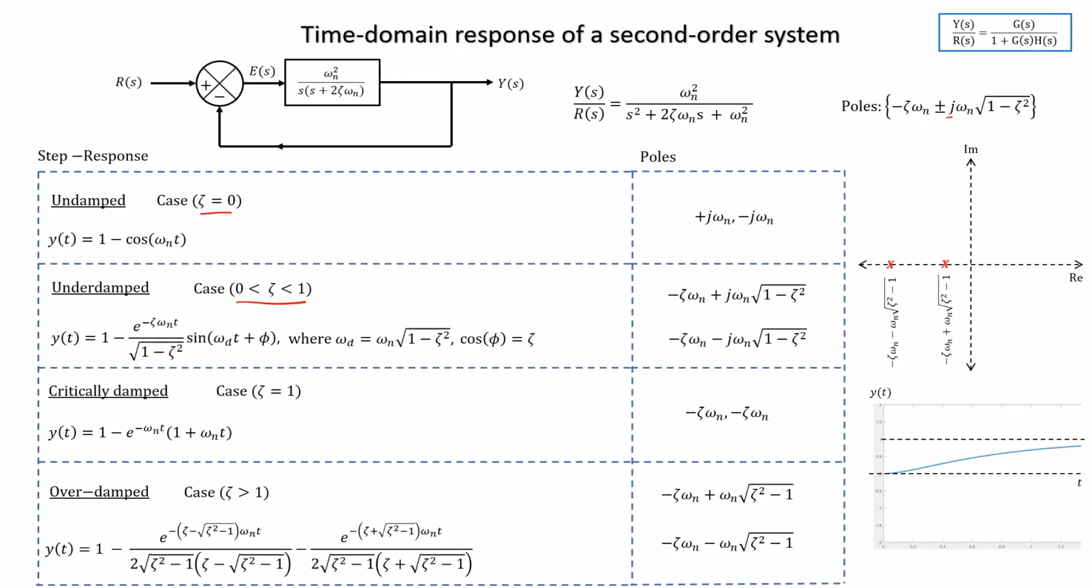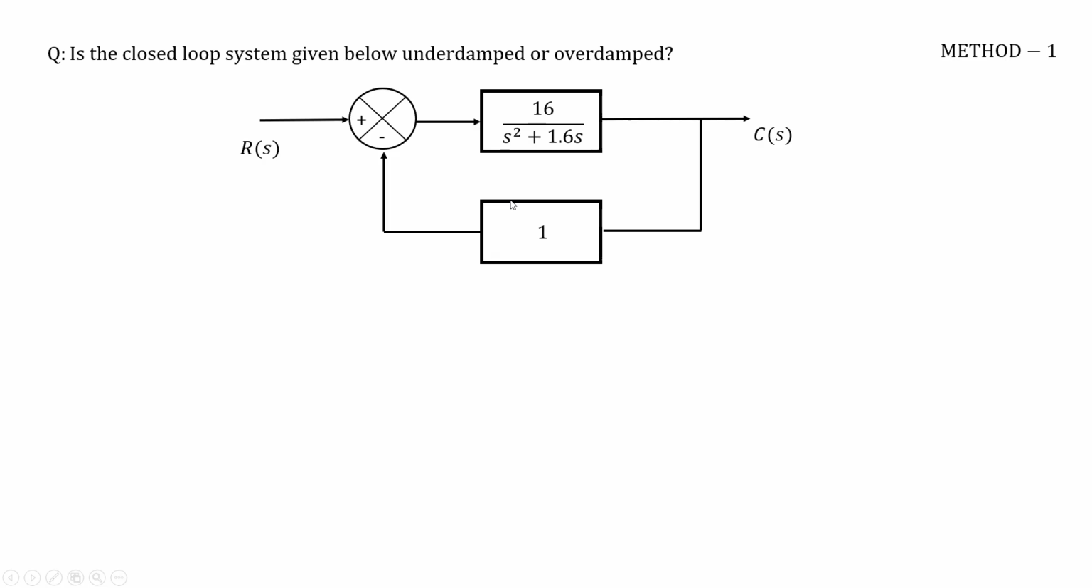Okay. Now if I give you an example, I am asking the question: is the closed loop system given below underdamped or overdamped? You can find this out in 2 ways, either by finding the pole locations of the closed loop system, not the open loop system, or by finding the zeta value. So, if I ask you whether it is underdamped or overdamped, and you just check the plant's transfer function, 16 by s square plus 1.6 s, the pole locations are 0 and minus 1.6, and you say these are poles on the real axis, so this is an overdamped system.